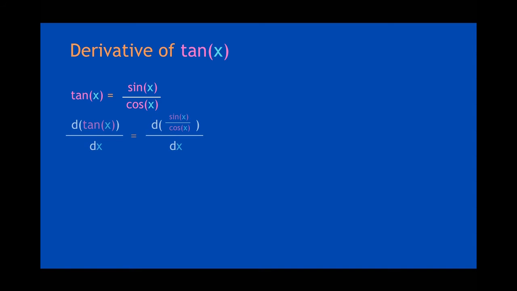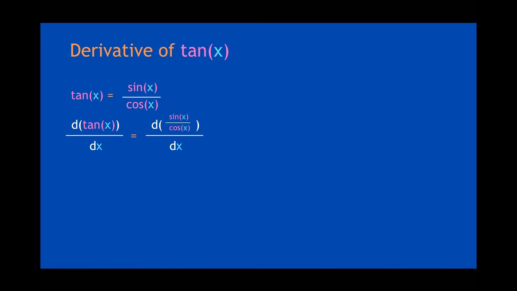Let's finish off our primary trig functions by finding the derivative of the tangent of x. So for this proof, let's first identify that the tangent of x is equal to sine of x divided by cosine of x. From here, let's take the derivative of both sides, which will tell us that the derivative of the tangent of x is equal to the derivative of sine of x divided by cosine of x.